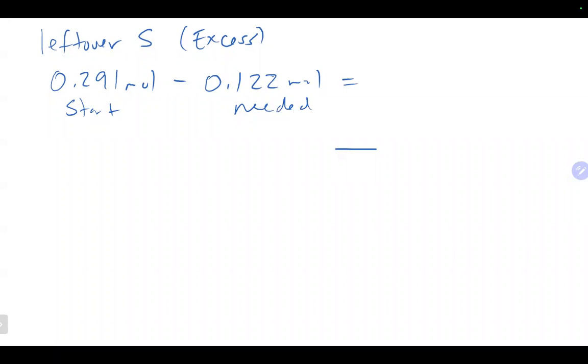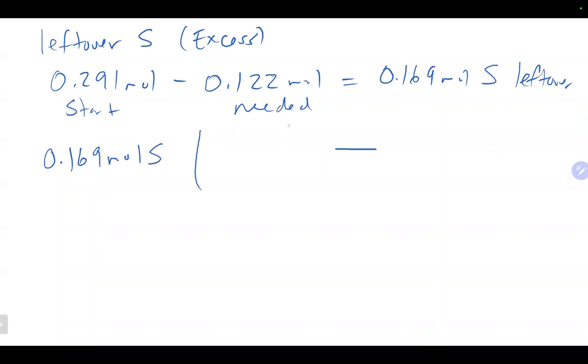And if we did that there, 0.291 minus 0.122, yep, gives us 0.169 moles of sulfur left over. And once again, you could, if you wanted to, simply convert that into grams by using the molar mass of sulfur from the periodic table.